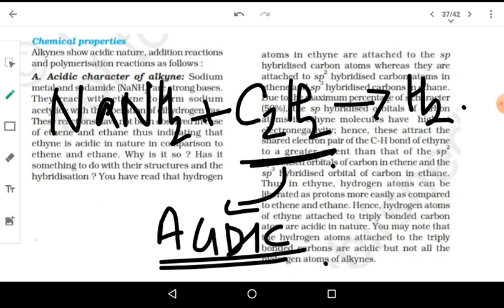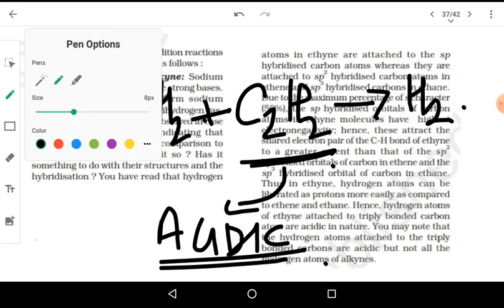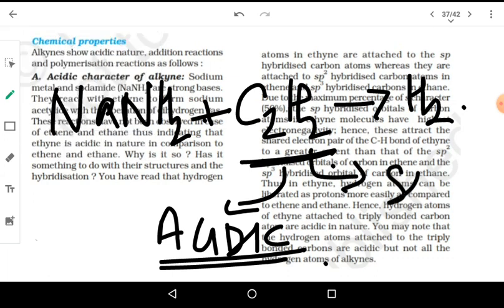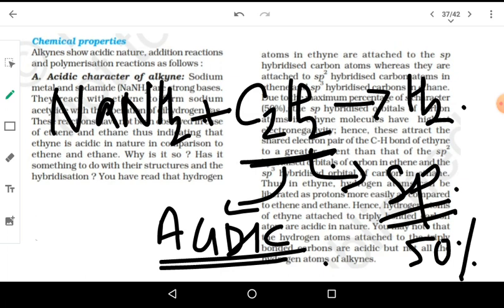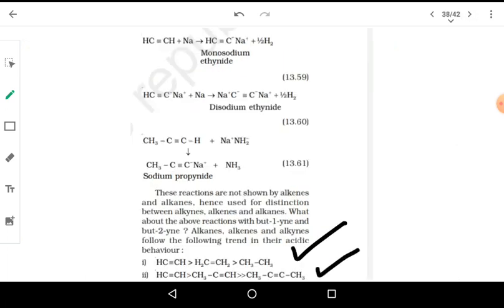Now, this is one explanation for acidity of alkyne. Another explanation is by the percentage S character. Now, how do we predict the percentage S character? Let us calculate over here. We have the hybridization of C2H2 as sp hybridization. Sp hybridization means there is 50% S character, which is very high as compared to that of sp2 and sp3. Since it is very high, this is going to be the most acidic group of compounds. So we have an acidity order here. We can see that more the S character, more is the acidity.